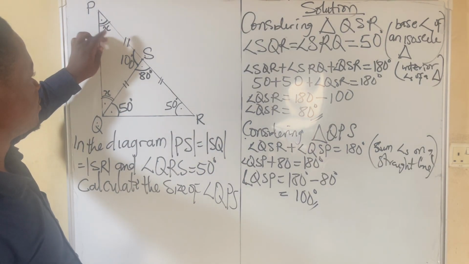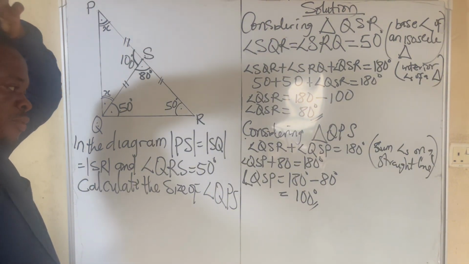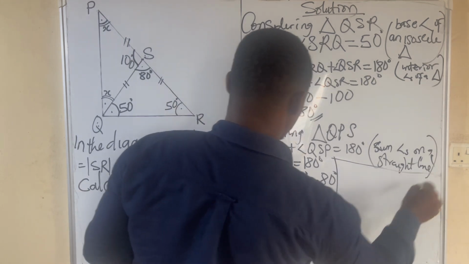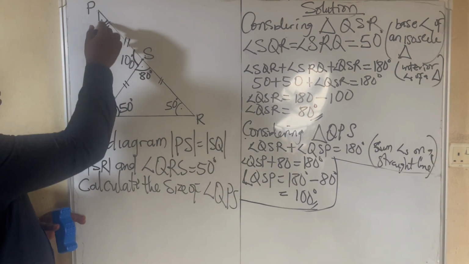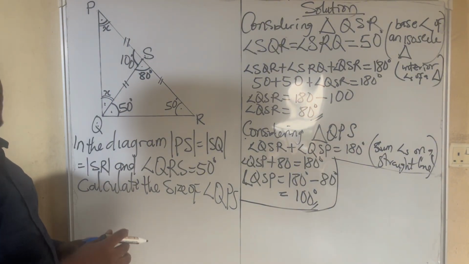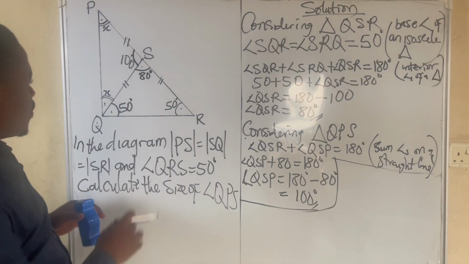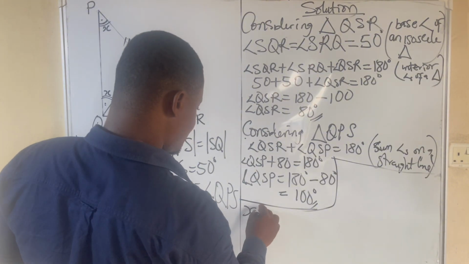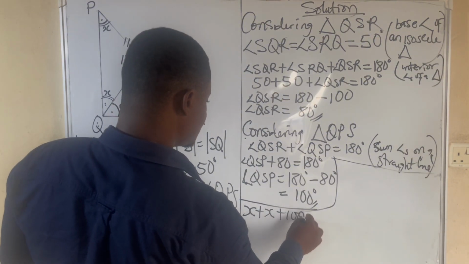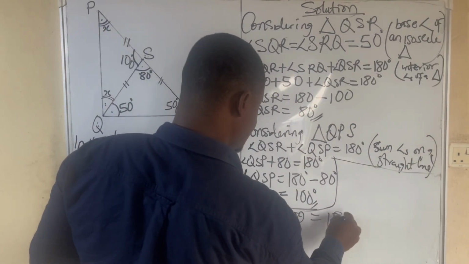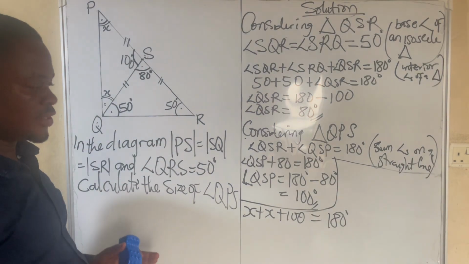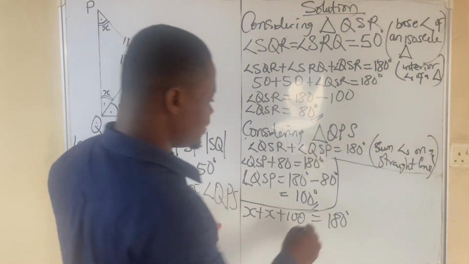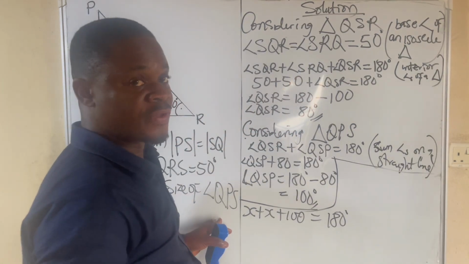Now, how do we get x, the angle at P, which is what we are looking for? We have already established that these two angles are equal. Why are they equal? The base angles of an isosceles triangle. So since we have labeled this x and here x, we can say that x plus x plus 100 should give us 180 degrees. Why is it so? Because the sum of interior angles of a triangle is equal to 180 degrees.